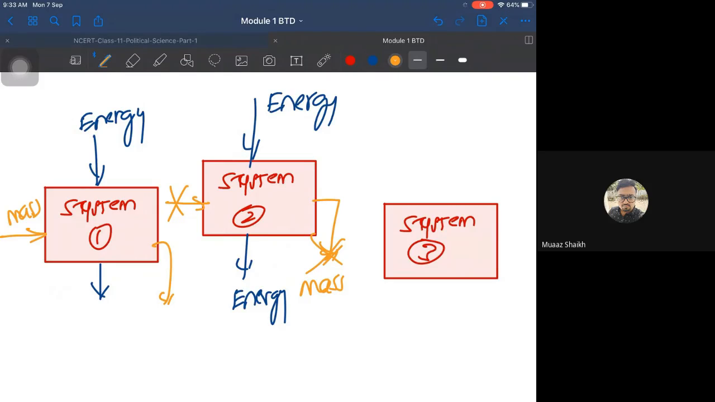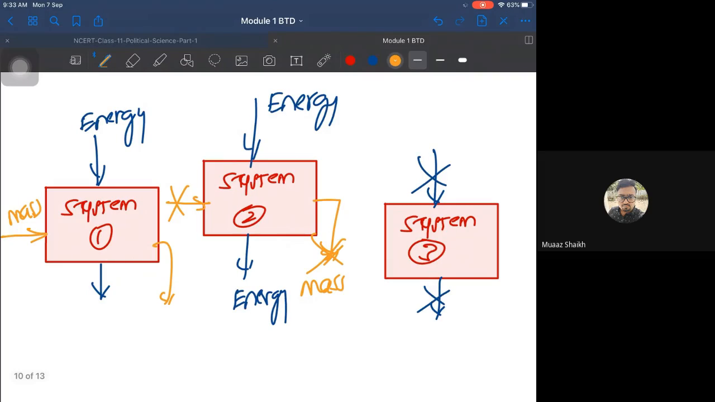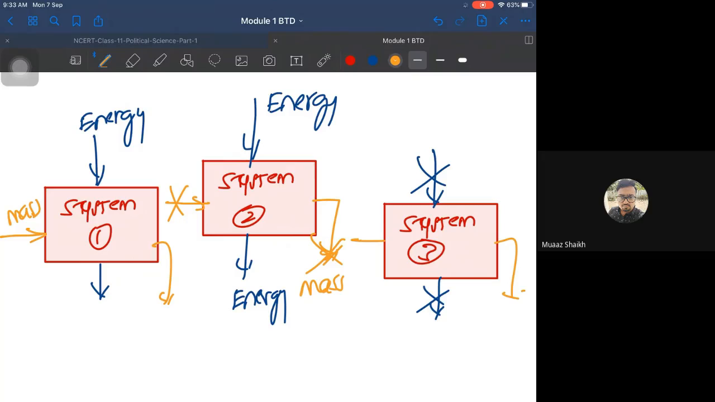Coming to system three, it is not possible to exchange energy as well as mass. So neither energy nor mass can be exchanged in system three. Got it? So these are the three different systems.